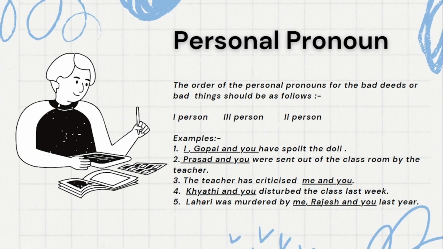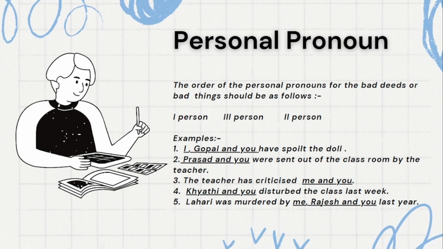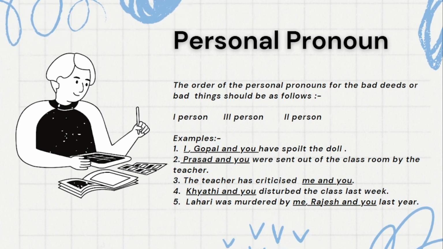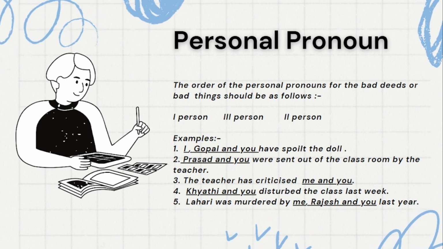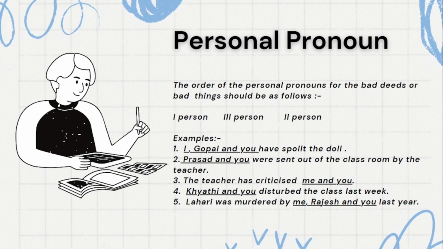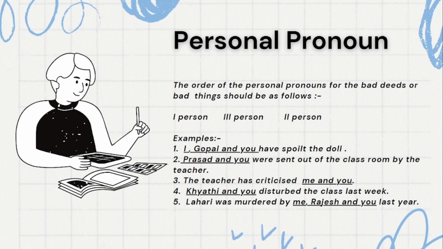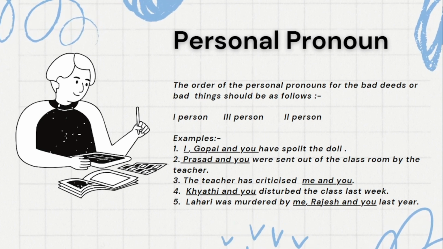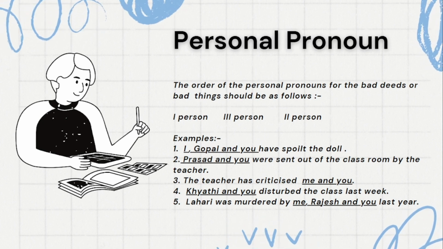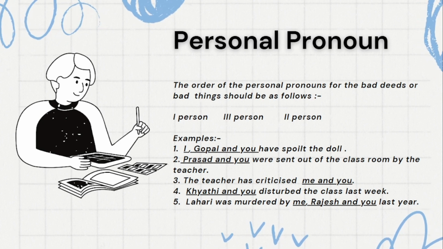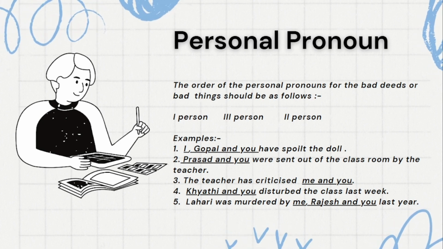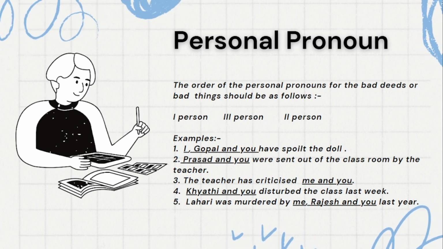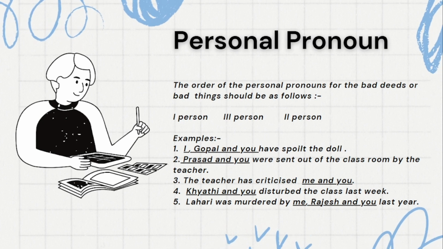First, check whether the sentence expresses a bad activity or not. Definitely, it is a bad activity. It is about disturbing the class, isn't it? Then, what is the order of personal pronouns? First person, third person, second person. In this sentence, what is the subject? Kathy and you. Here, Kathy is equal to she, third person. You, second person.